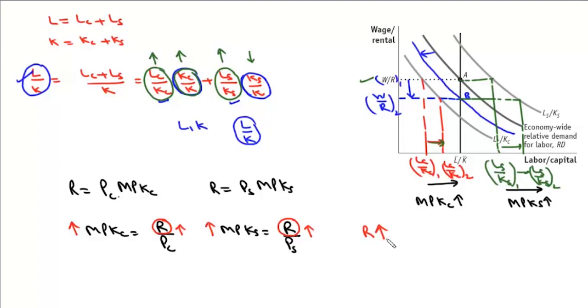It simply means that the real rent on capital increases. So in case of international trade, when the relative price of computers goes up, the capital owners are at an advantage as the real rental of capital goes up.